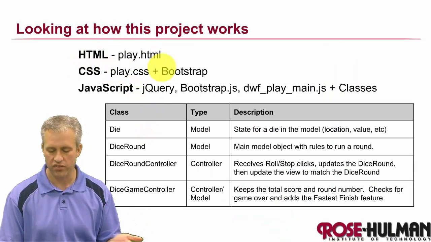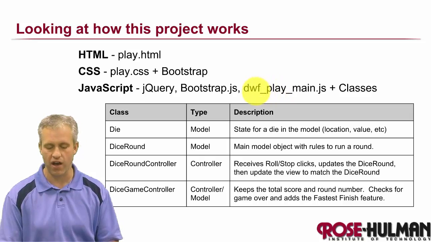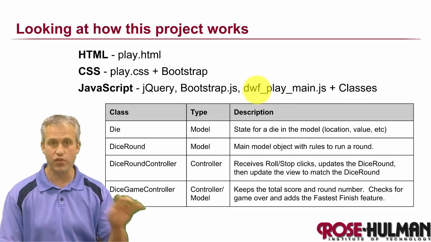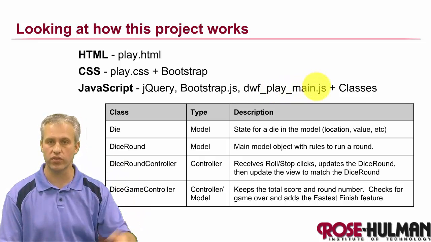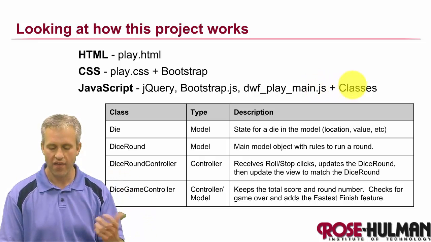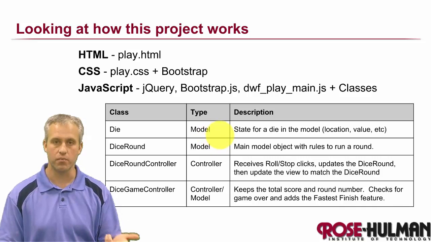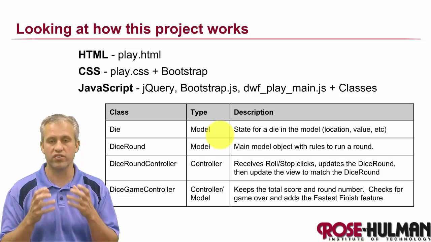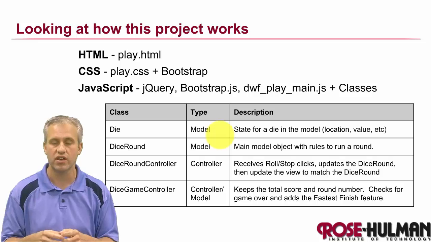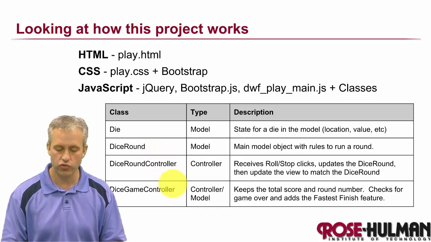The HTML and CSS are pretty obvious. The JavaScript consists of one main file, which I've called DWF, which stands for Dice without friends, play main. This is like the main that we've been using with Bank Recorder and the baby. Then there are a whole bunch of classes: 4 classes in this implementation. 2 of them are for implementing the model. The model is, instead of just a single variable like we've used before, the state of the game, the state of the individual dice, and the state of the round. So there's a dice round, which is a model object. And then there are 2 controllers.